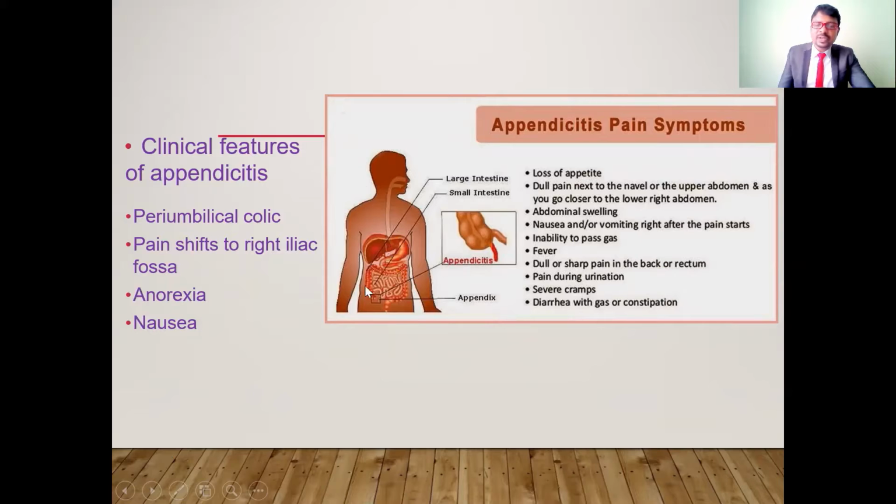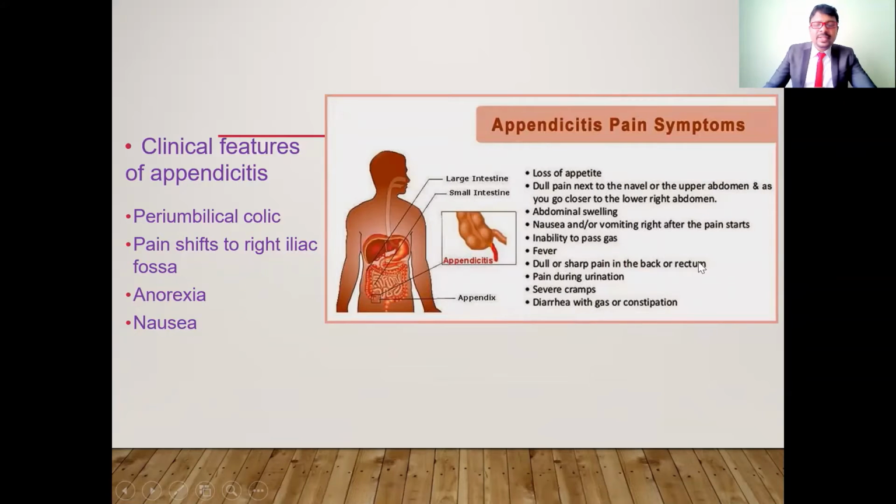The pain is going to shift to the right iliac fossa, and also there is anorexia, so they are unable to take feeding, and also nausea, so unable to take food, and they may get the feeling of vomiting. In some patients they lose their appetite, and also have dull pain next to the navel and abdomen, surrounding the umbilicus region. It may go to the right abdominal region, so the pain shifts to the right iliac region.